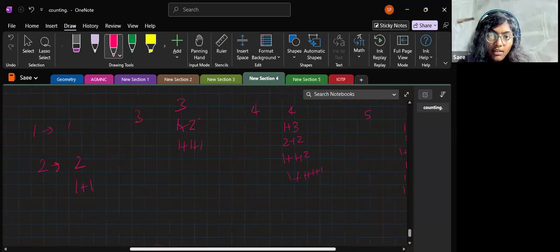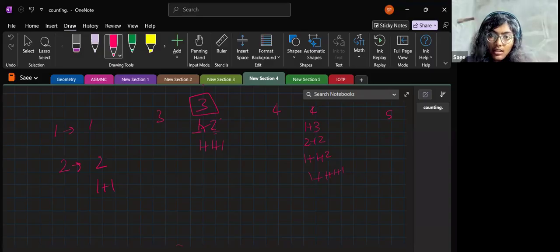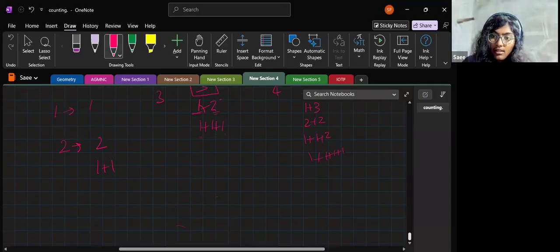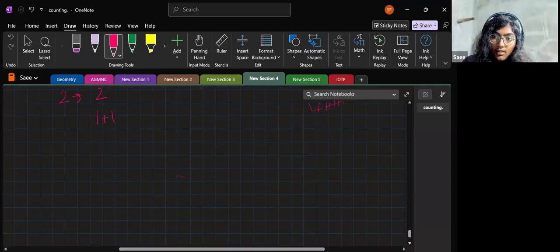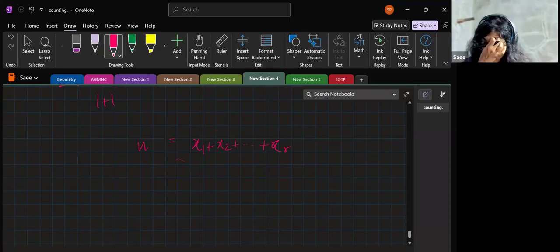Maybe we can try to simplify this problem. Maybe we can look at it like this: the way to write it as a sum of only one thing is just one. How many ways are there to write it as a sum of two things? How many ways to write it as a sum of three things, and so on? So now let's try to answer this question. If you're given n and you want to write it as a sum of r numbers, how many ways are there to do that?